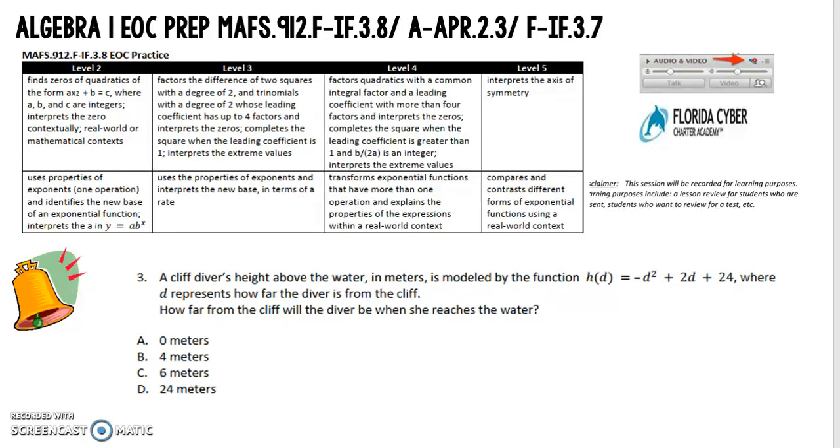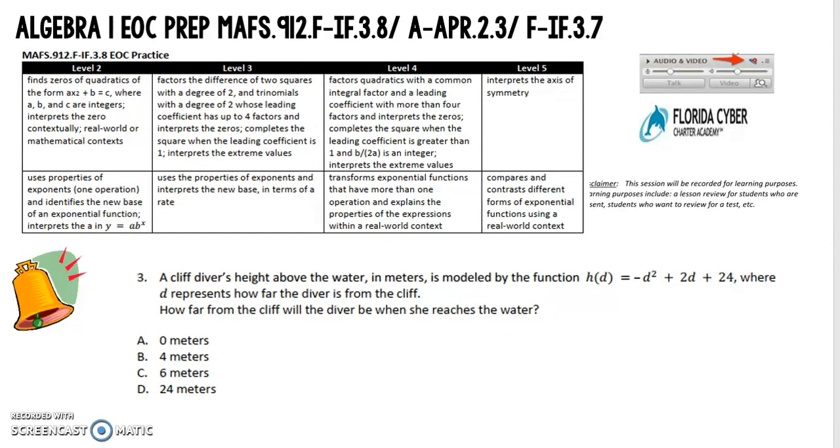A cliff diver's height above water in meters is modeled by the function h of d equals negative d squared plus 2d plus 24, where d represents how far the diver is from the cliff. How far from the cliff will the diver be when she reaches the water? Take a moment and try to solve this.